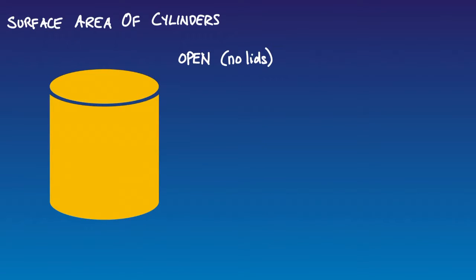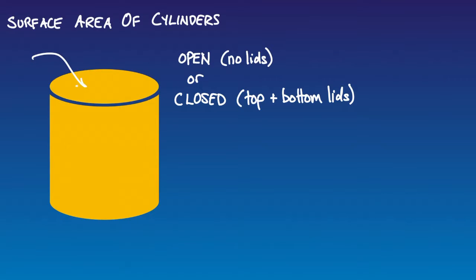We can have an open cylinder, which has no lids. So think of something like a pipe, which has that cylindrical wall, but nothing at the top or bottom. Or it could be closed. That might be something like a can of veggies, or tin veggies, where you've got a lid at the top and a lid at the bottom.